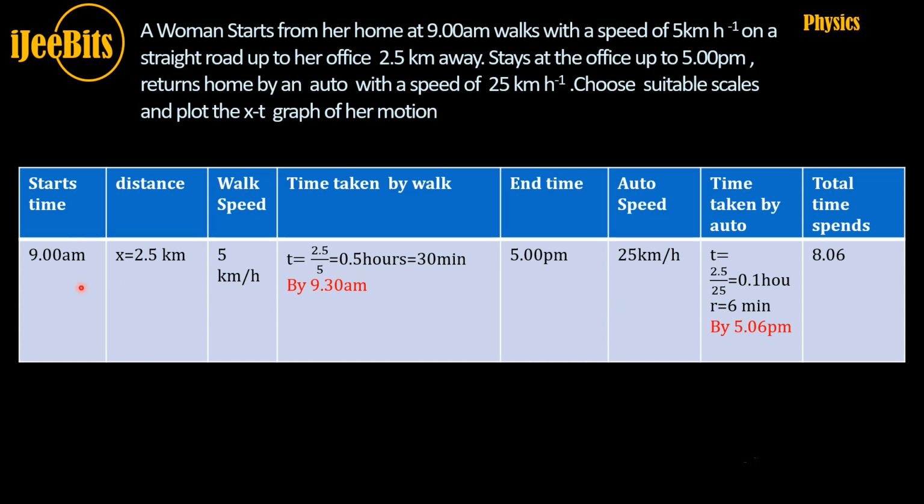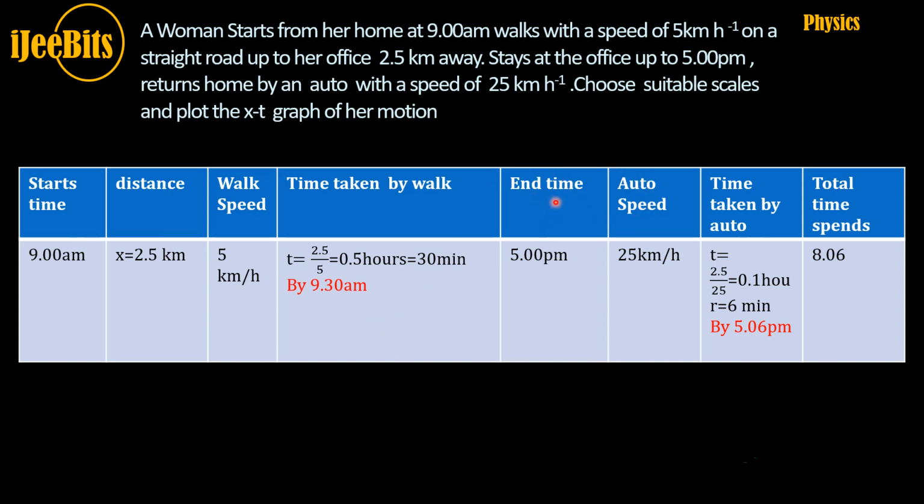Here is the data. She starts at 9 a.m. and she walks with the speed 5 km per hour over a distance of 2.5 kilometers, and the time taken by walk will be distance by speed. We know the speed and we know the distance from her home to office, 2.5 by 5, which gives 0.5 hours, which is nothing but 30 minutes. By 9:30 she reaches office and she stays until 5 p.m.